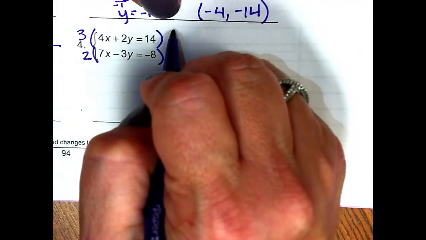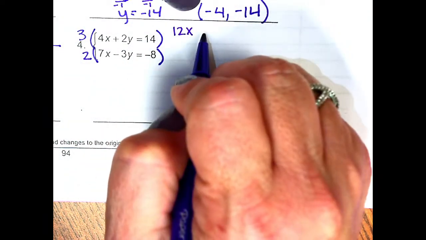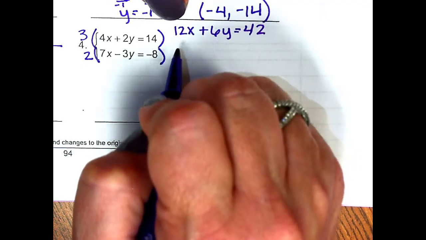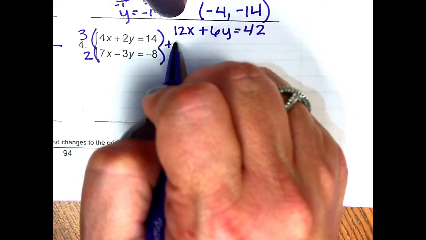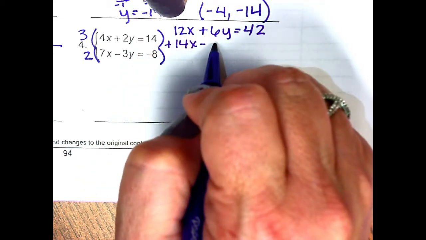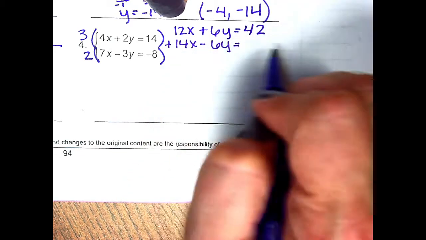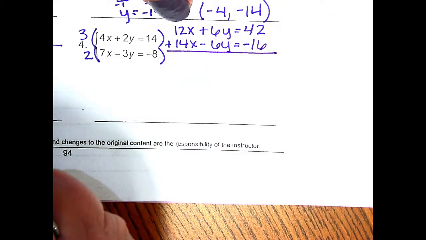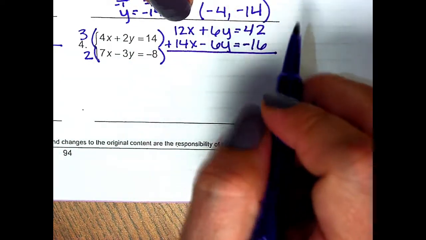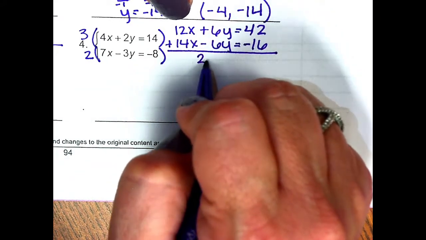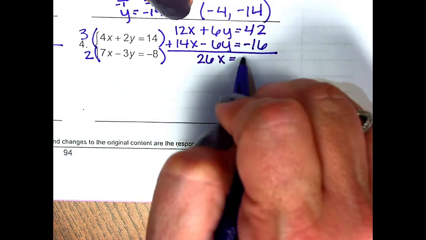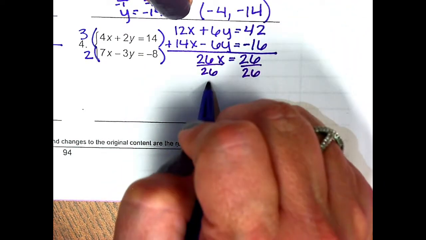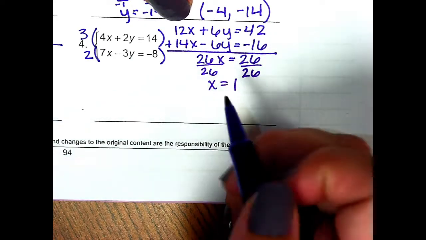So I end up with 12x plus 6y equals 42, and 14x minus 6y equals negative 16. So my 6y's are going to cancel. So I end up with 26x equals 26. Divide both sides by 26, and x is positive 1.